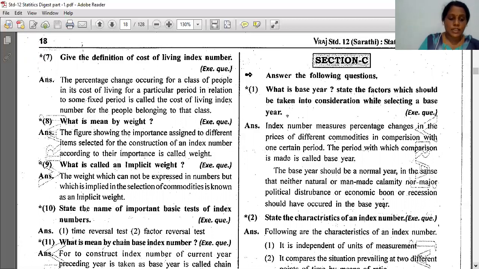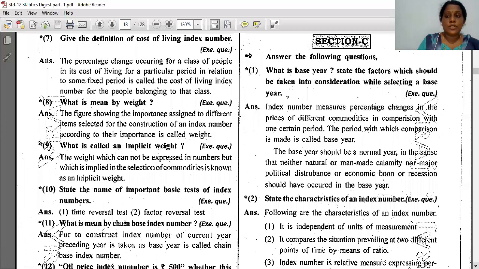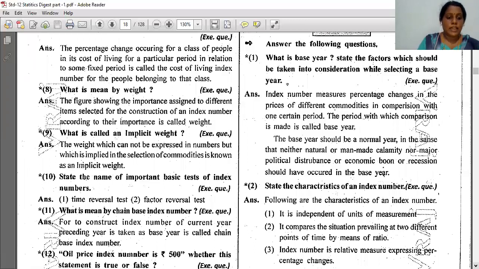Two basic tests are there, that is time reversal test and factor reversal test. This is one important question. This question is asked in the board also. So next is 11th one.